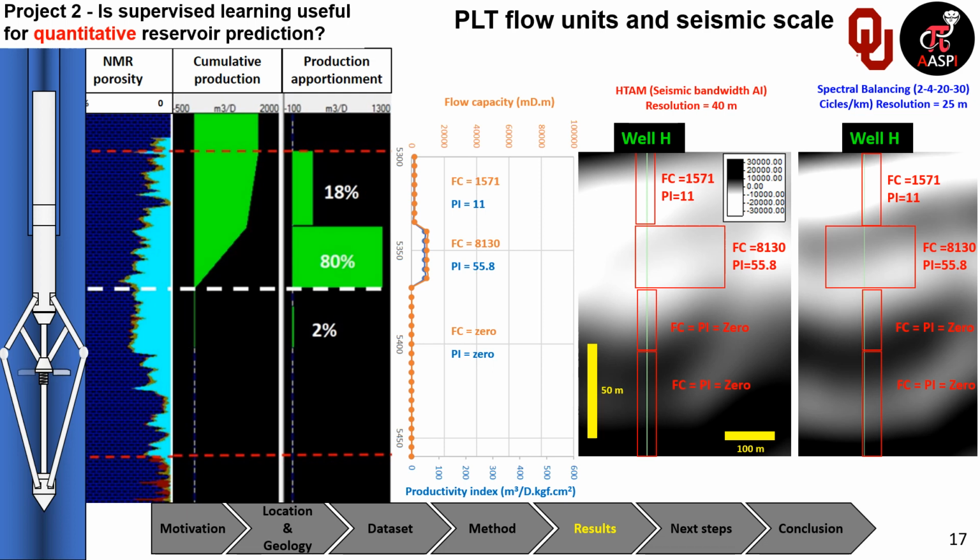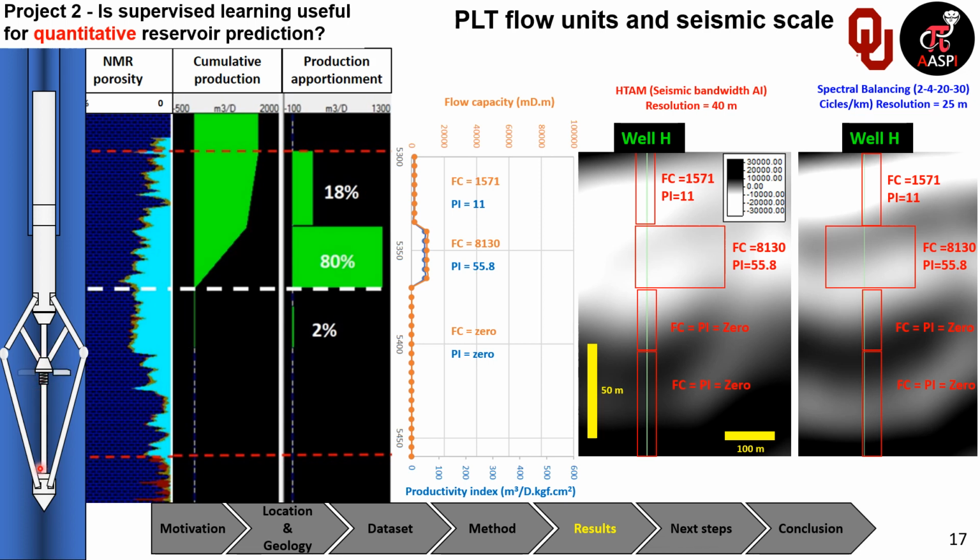In project 2, I'm using supervised learning to train supervised regression algorithms to predict flow capacity, for instance, both flow capacity and productivity index. So here, I'm using mainly data from the PLT, which is a production logging tool. So this is the tested interval. Here we have the NMR porosity. As you can see here, this reservoir is porous as a whole, from bottom to top.